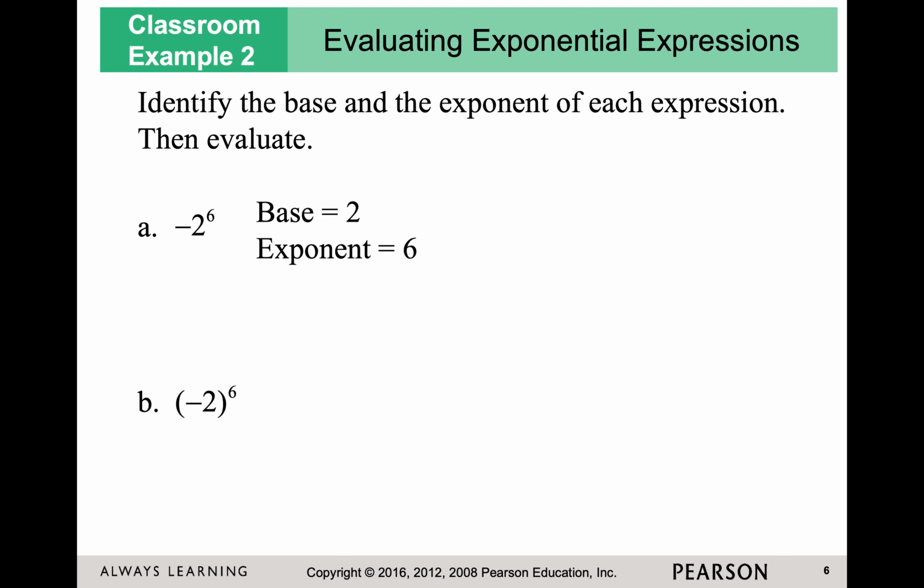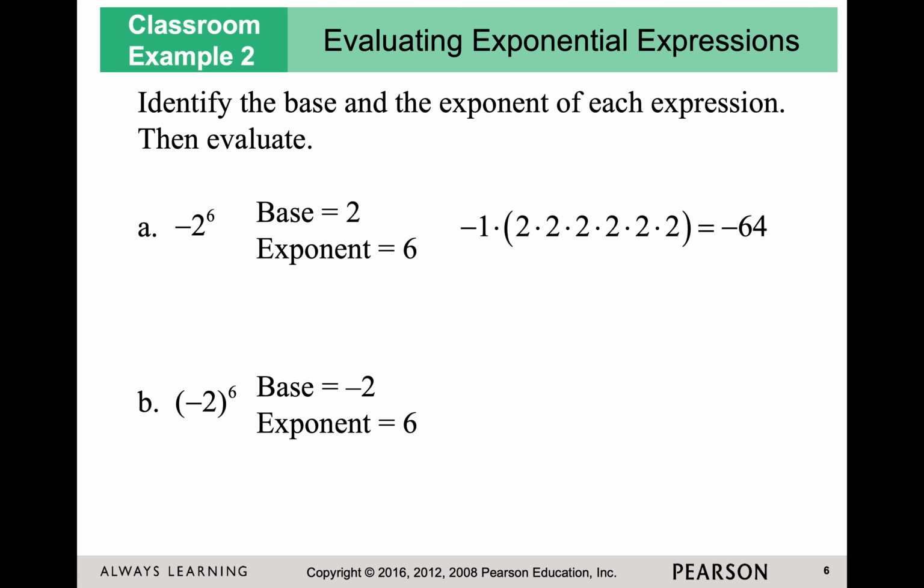And so in part B, I have that negative inside the parentheses, so it is part of my base. Then I have the exponent of 6, which would be the same as multiplying it by itself 6 times. So what you can see is I have a difference in the sign of my final answer. That's because when the negative is out front and not in parentheses, it stays out front. When it's inside the parentheses, it is a part of the repeated multiplication, so you have to follow those rules.